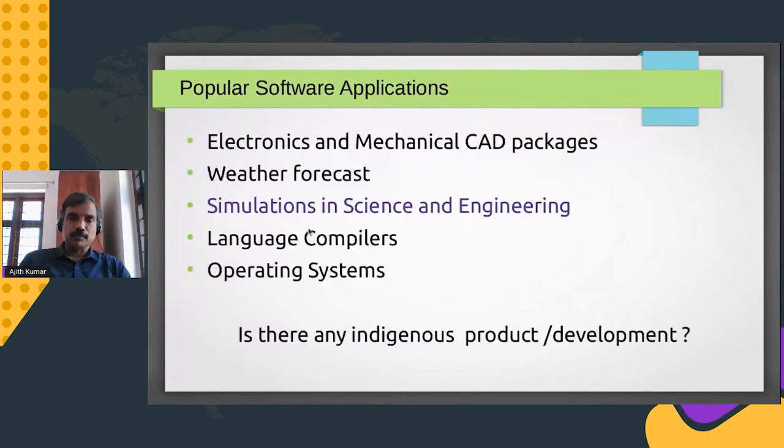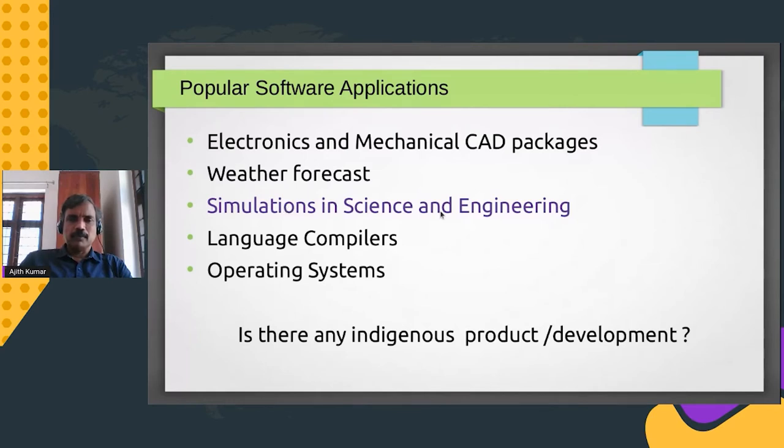I may be wrong in this, but I'm just putting forward the idea that we should do that. Suppose we are really strong in software, then probably we should have had many of these packages, I mean, Indian products. Because when I look for a CAD package, electronics, mechanical or anything, I don't find any. They're all from companies abroad, and so are other applications like weather forecasting or even language compilers or operating systems. We don't really see local products, right?